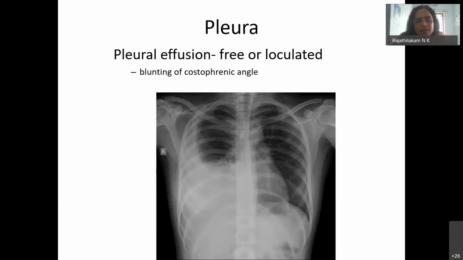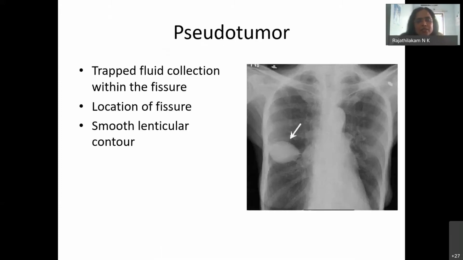Pleural effusion. You can see that there is a homogeneous opacity here, and this is an example of moderate pleural effusion. Next slide. Blunting of the costophrenic angle can be seen there.